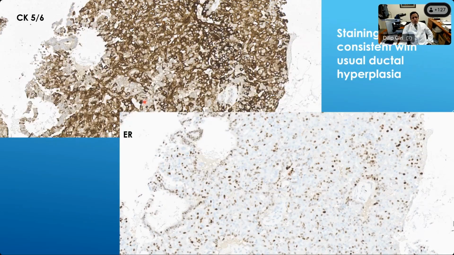Most of these cells are staining with CK5-6, and ER actually, in low-grade lesions, you would expect ER to be uniformly positive in most of the neoplastic cells. So here that is absent. So this picture, based both on CK5-6 and ER, helps you to make the diagnosis of usual ductal hyperplasia.